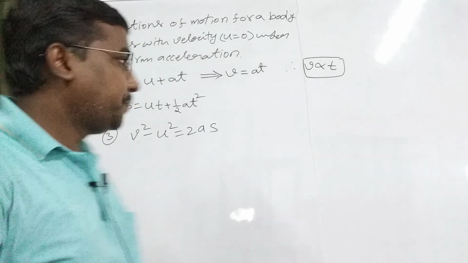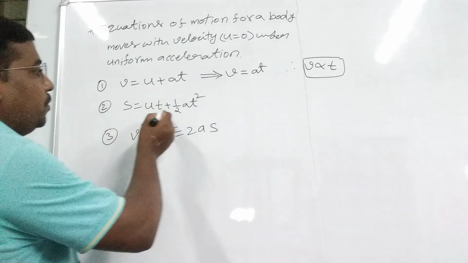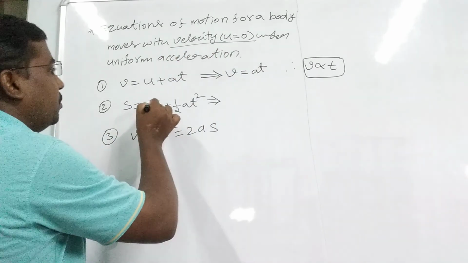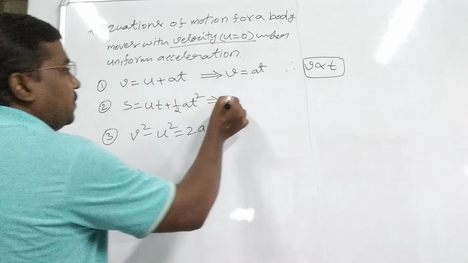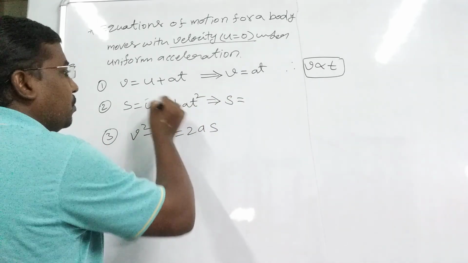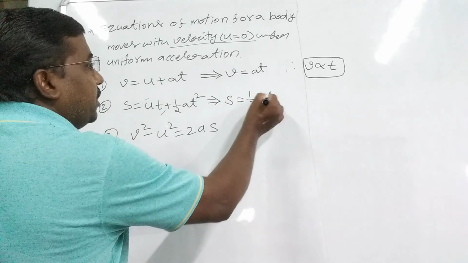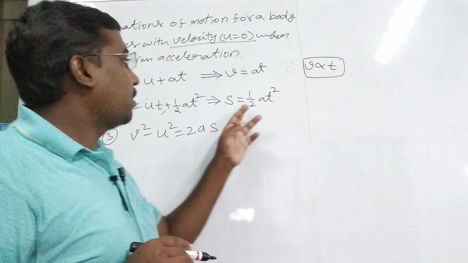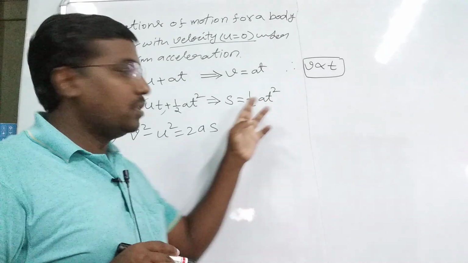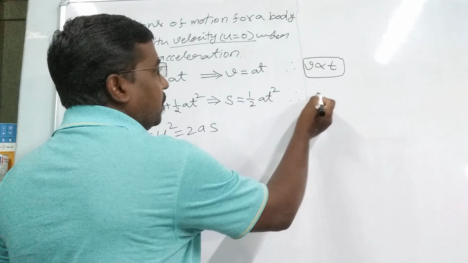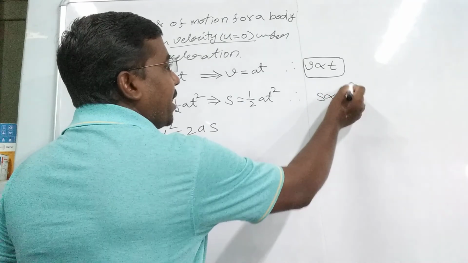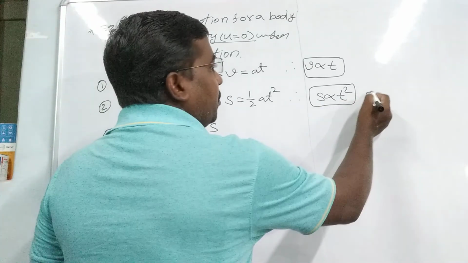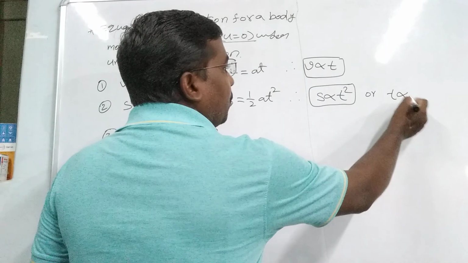Next, the second one, s equal to ut plus half at square. In this also the initial velocity becomes 0, so the term ut becomes 0, remaining s equal to half a t square. Half a is constant, therefore s is proportional to t square, or also written as t is proportional to root s.